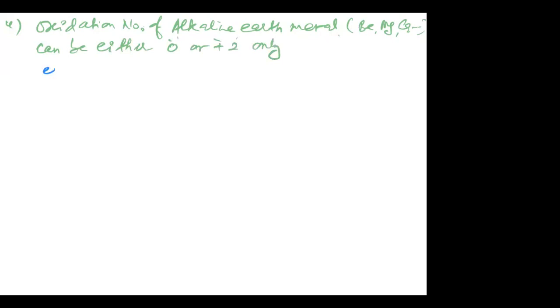For example, if it is written as magnesium, or as MgCl2. In the first case, the oxidation number of magnesium is 0. In the second case, the oxidation number of magnesium is +2. So in any combined state, the oxidation number of magnesium is going to be +2. And in the free, elemental form, the oxidation number of any element, including magnesium, has to be 0.